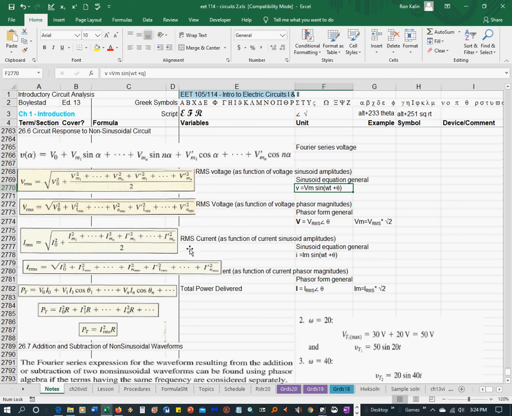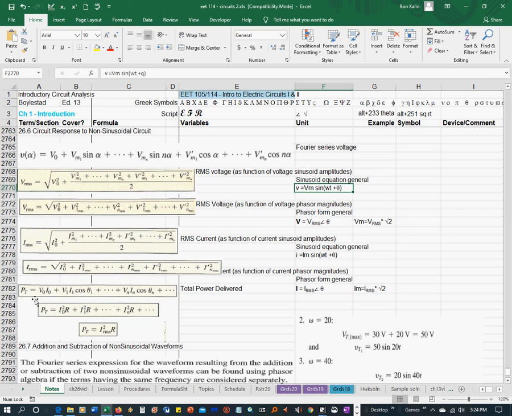Same thing for the current. In this example, they took the DC value of the current, squared it, plus the amplitudes squared, add them up in the numerator, divide by 2, and then add it to the DC squared, take the square root. And in this example, they already took the RMS values of the phasors. So it depends on the information that you're given up front.